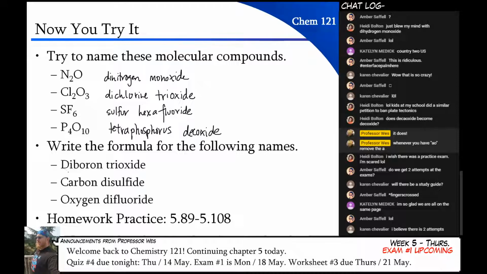And then this last one's pretty easy because it's like, okay, what's boron? There's 2 of them because it's di. What's oxygen? There's 3 of them. And so you can just really quickly whip those out based on what the name tells you. And you'll have to do both on the quiz and the exam. So hopefully you did all right on that.